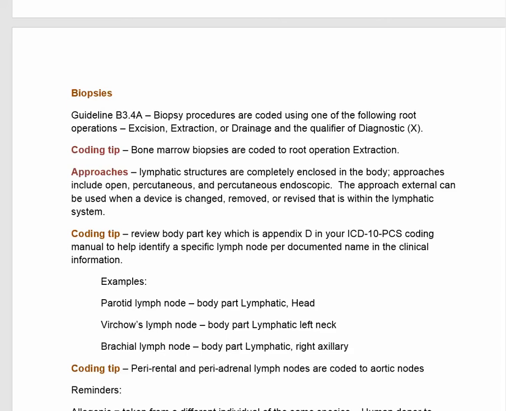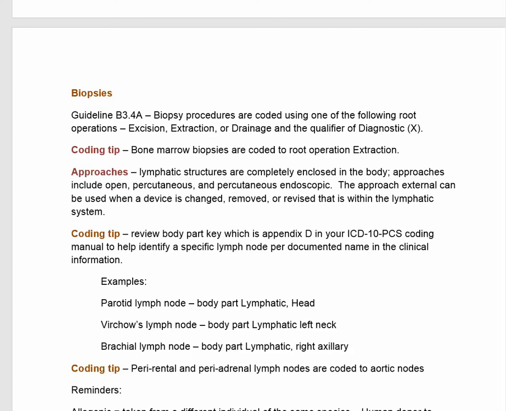Surgical approaches for your lymphatic system and lymphatic structures typically are open, percutaneous, or percutaneous endoscopic, any one of them. You can see the external approach used, again, if it's a device factor. If the physician has a device that's in a lymphatic structure and is working on changing the device, removing it, or revising it, then you could possibly, based on the documentation, use the external surgical approach related to a lymphatic body part.